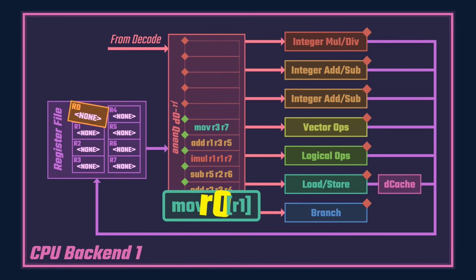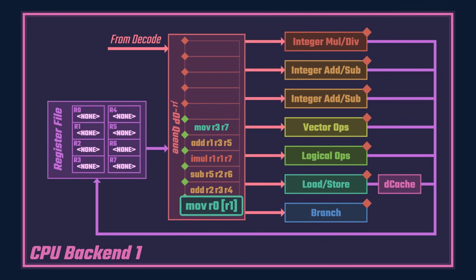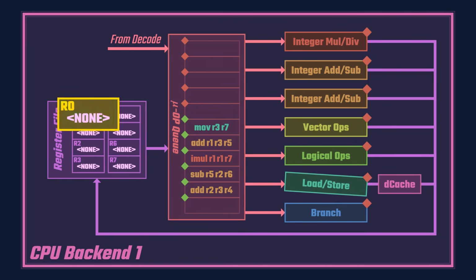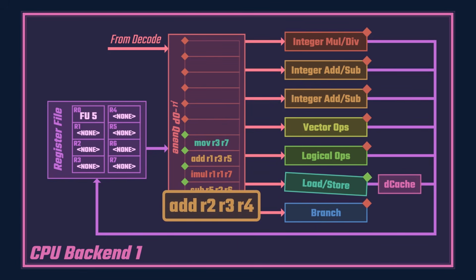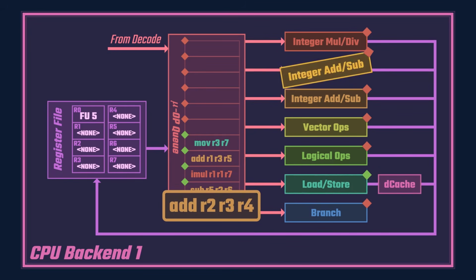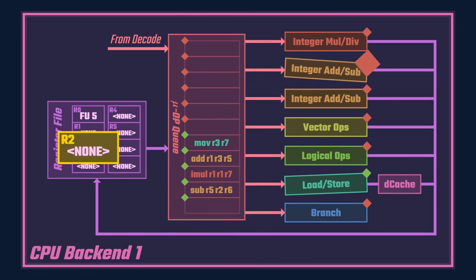R0 is not yet written to by anybody else, and the load unit is available. So we can go ahead and issue this one. We'll mark R0 as the destination of functional unit 5 and the load unit as busy. Next cycle, we try to issue the add instruction. No problem here. R3 and R4 are both ready and the integer adder is free. So this one goes through to unit 1. We can update R2 status accordingly.